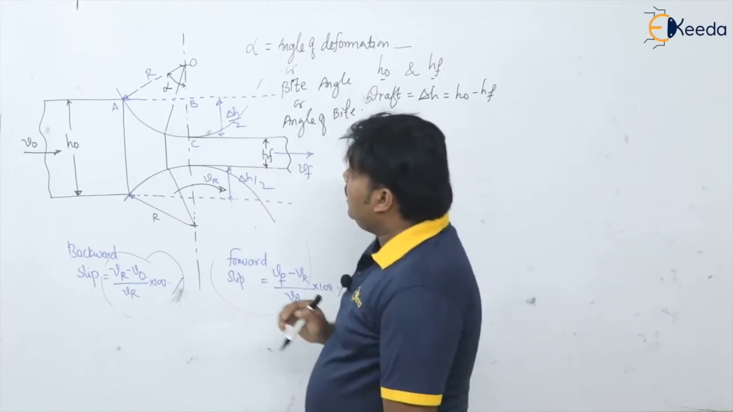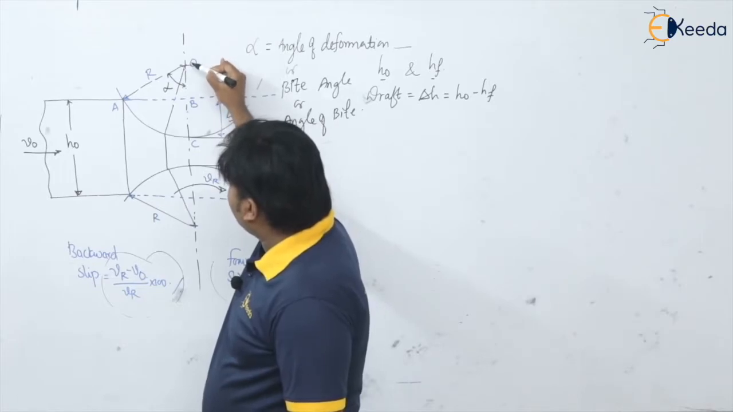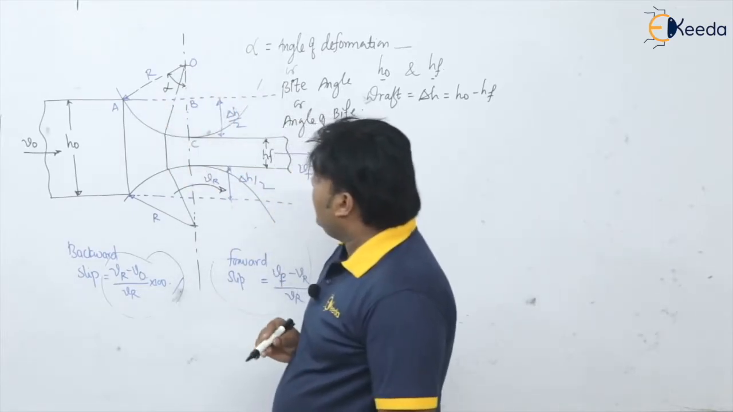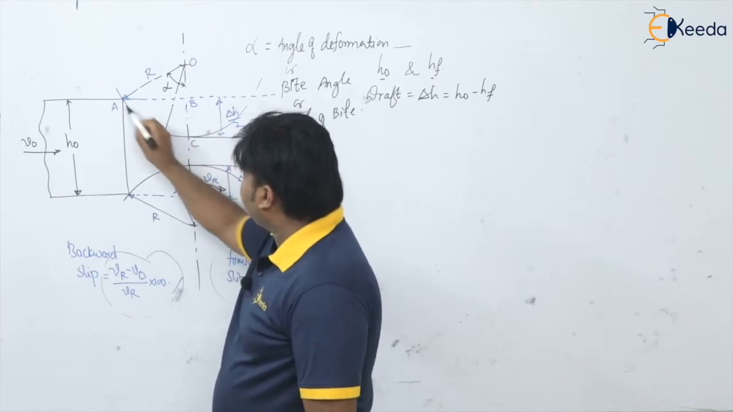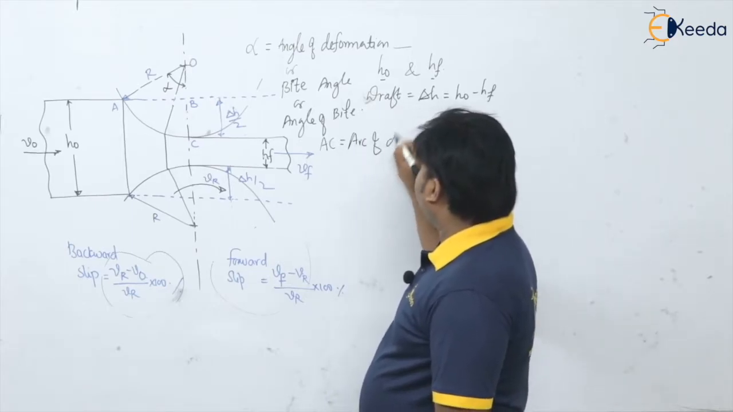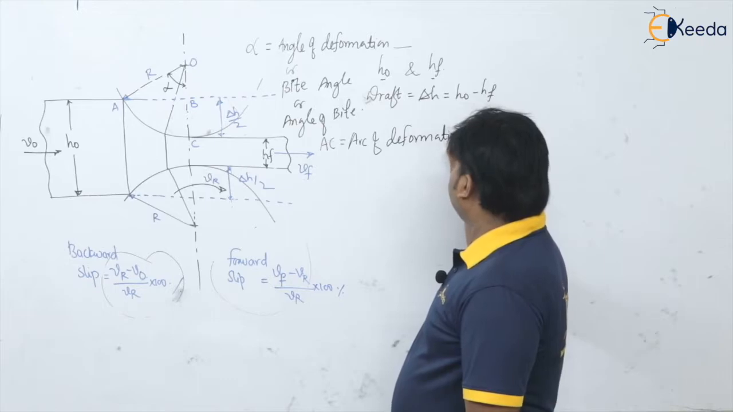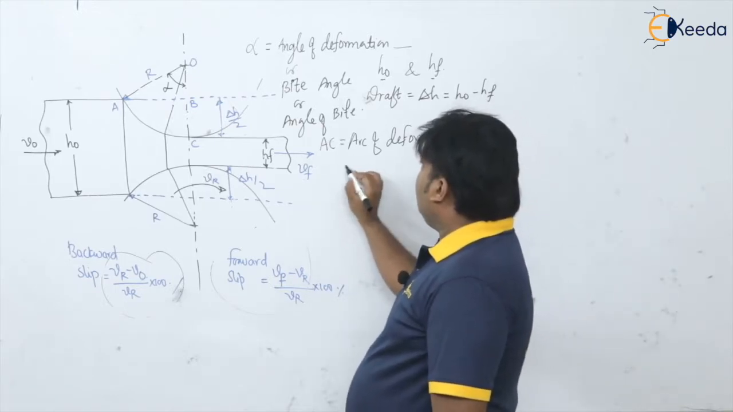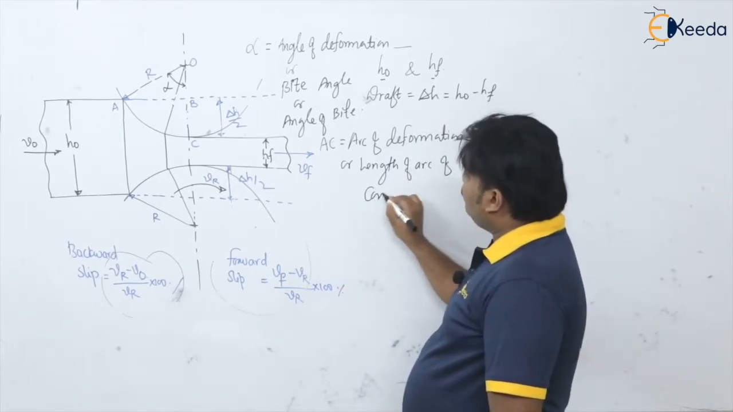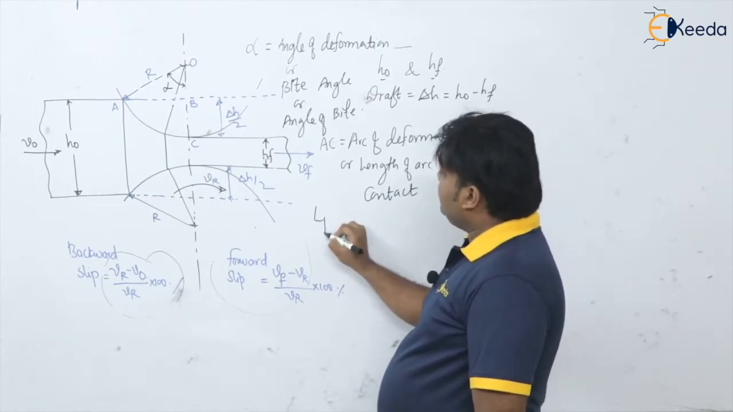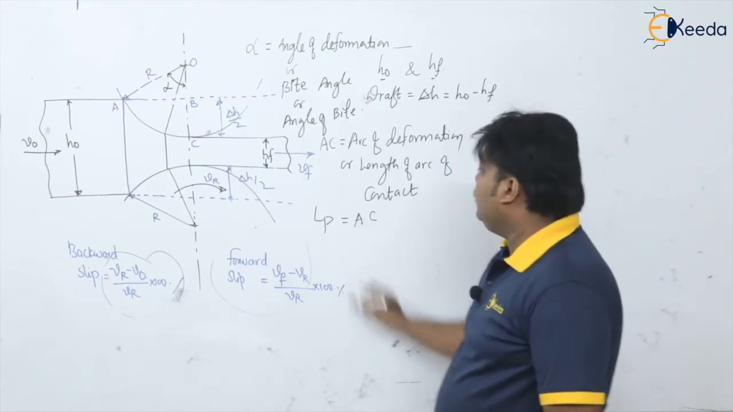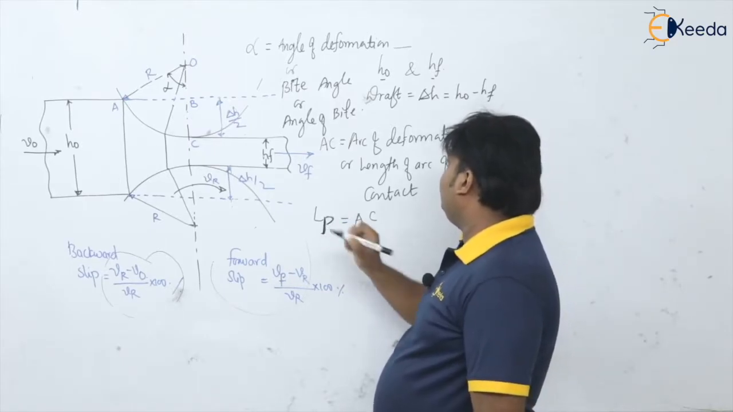Okay, and see here you can have this OAB. This is a right angle triangle, isn't it? And this AC, very important, this AC is known as the arc of deformation. Many times a question asks for the length of arc of contact. What do we call AC? It is generally represented by LP, which is nothing but our AC: the length of arc of contact or length of deformation.